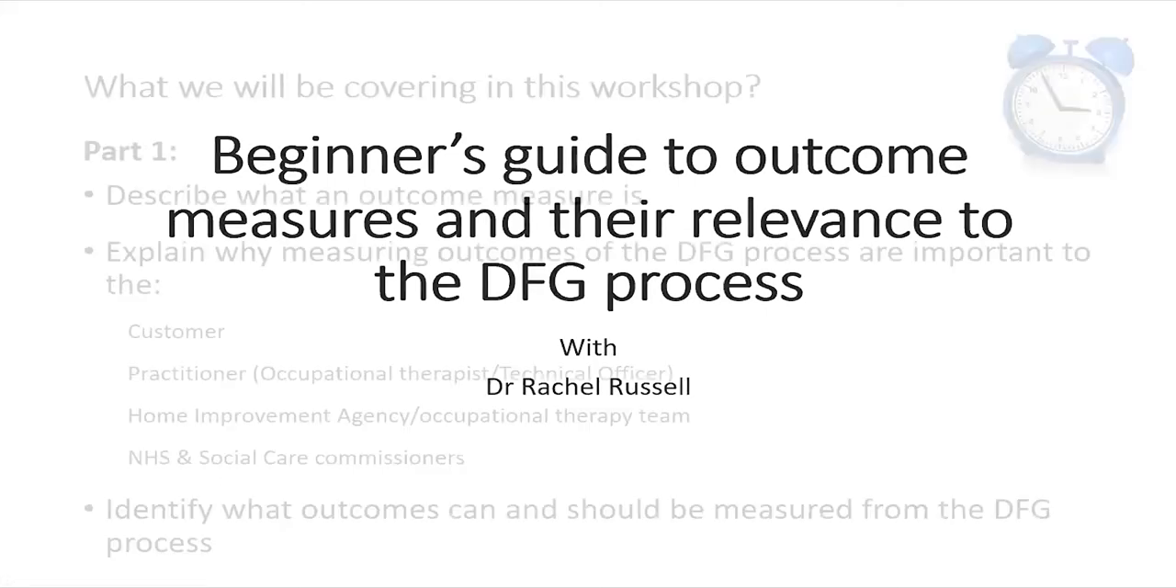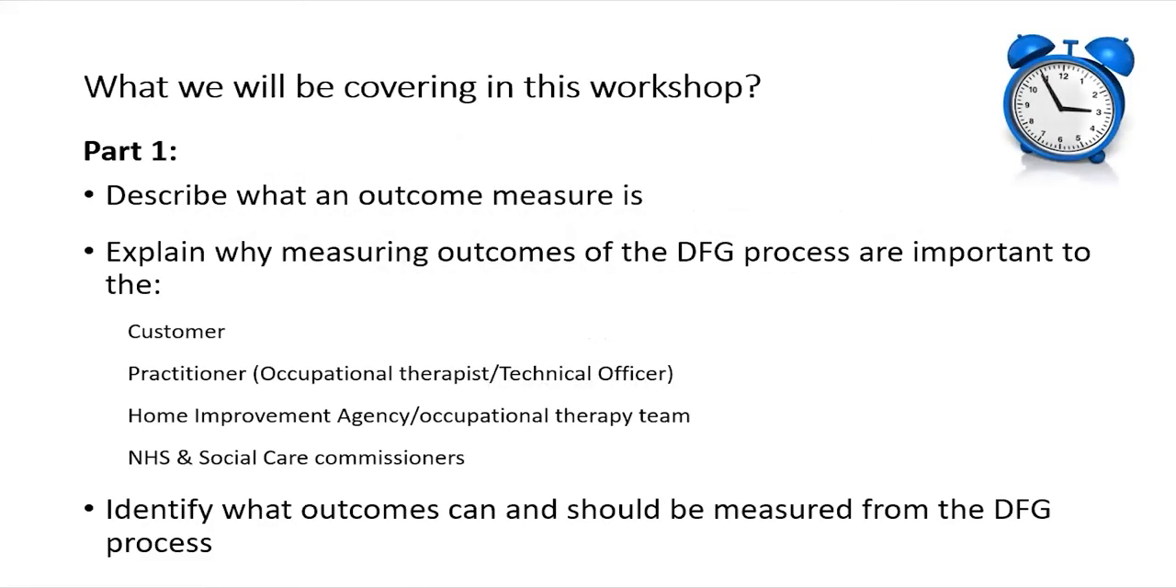So in terms of what we're going to be covering this afternoon on this workshop, as you would expect on a workshop around outcome measures, part one is going to be some of the theoretical bits and pieces. So spend a little bit of time describing what an outcome measure is, explain why we should be measuring and need to measure outcomes in terms of the DFG process, and particularly not only for ourselves as practitioners, but also why it's important for customers. For ourselves, as I said, as practitioners, for home improvement agencies, occupational therapy teams, and as commissioners.